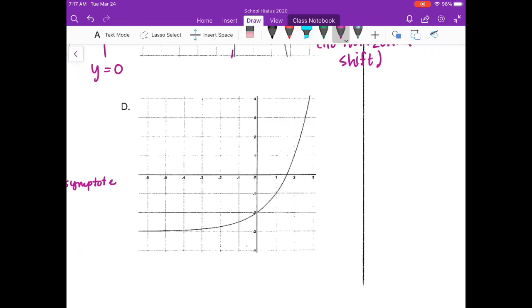On graph D, the asymptote is located at y equals -3. This tells us that there's a shift down 3 units. Next, we'll locate the y-intercept 1 unit above the asymptote, and that is at (0, -2). Because this point still lies on the y-axis, there is no horizontal shift.